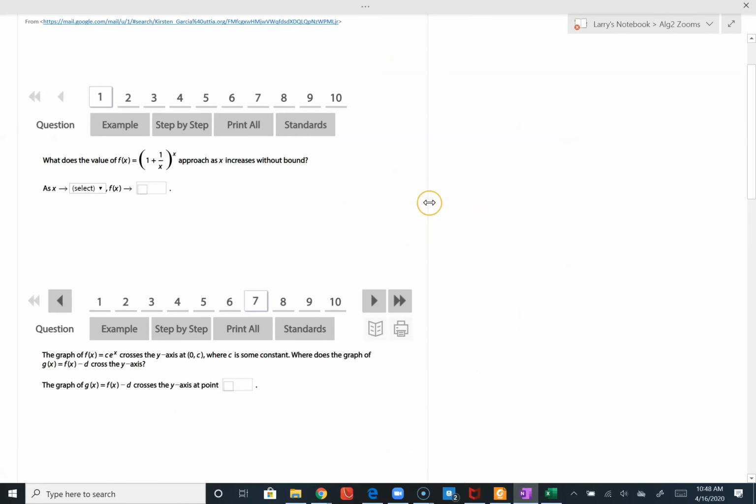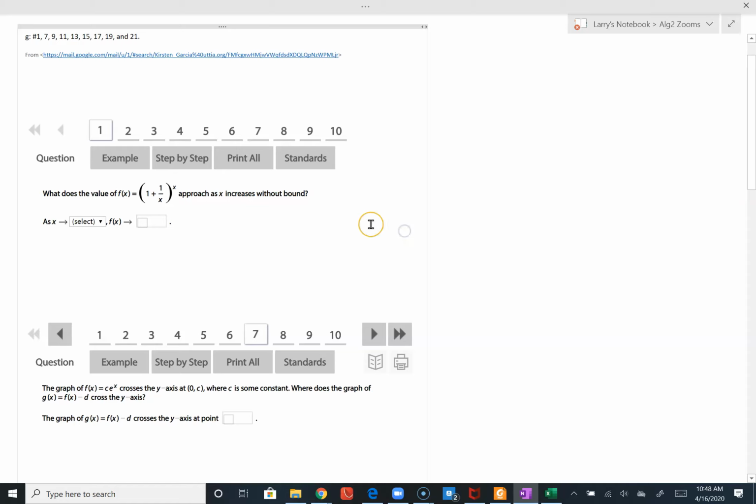Alright, in this video we'll be looking at some example problems from our 13.1 MyHrw. Number 1 says, what does the value of f of x equal? And we have the function (1 plus 1 over x) to the x power. It would seem that if we keep putting larger powers in here, this would get bigger and bigger without bound, but it turns out it does not.